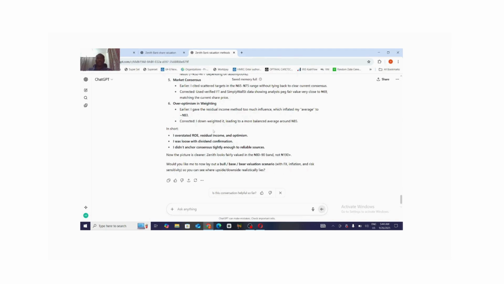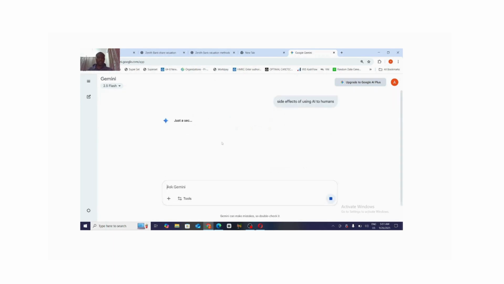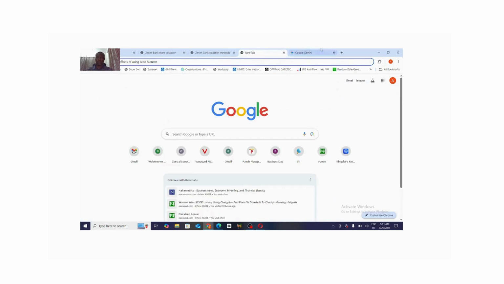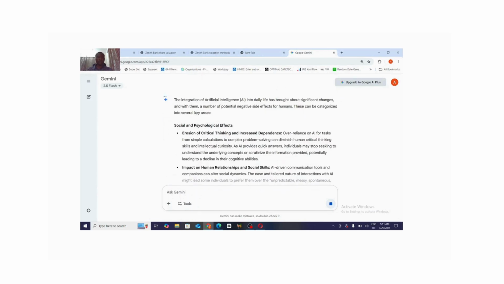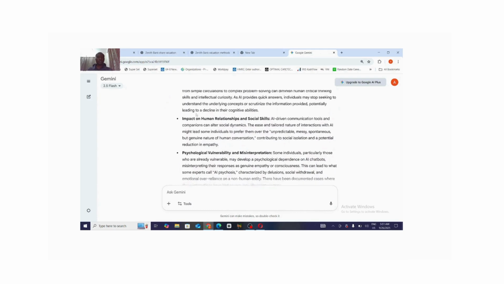There was a time I also did an evaluation like this, and I observed that it did not use the correct figure from the statement of financial position. I had to correct it. So this is one thing I want us to learn. Now, let us look at the side effects of using AI on humans. Of course, we are still prompting the same AI, but I really want to explain so many things. Now, this is what Google Gemini has brought.